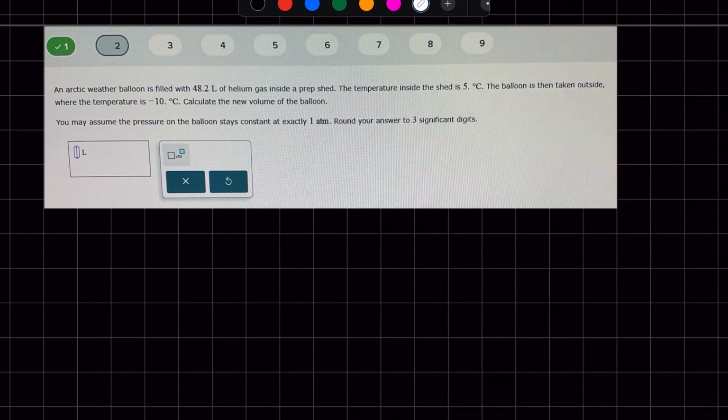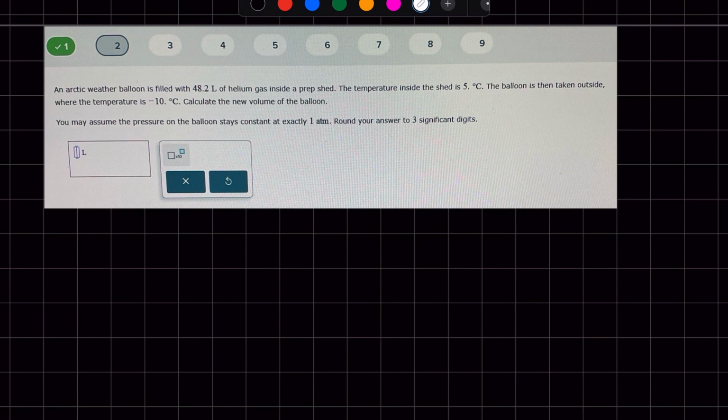Okay, let's go ahead and take a look at this next problem. So it reads, an Arctic weather balloon is filled with 48.2 liters of helium gas inside of a prep shed. The temperature inside the shed is 5 degrees Celsius. The balloon is then taken outside where the temperature is negative 10 degrees Celsius. Calculate the new volume of the balloon. You may assume the pressure on the balloon stays constant at exactly 1 atmosphere, and then it's going to ask us to round our answer to 3 significant figures.